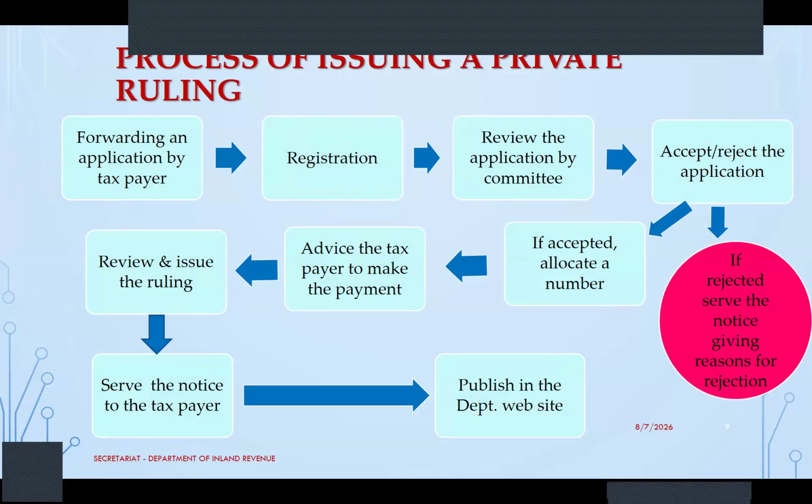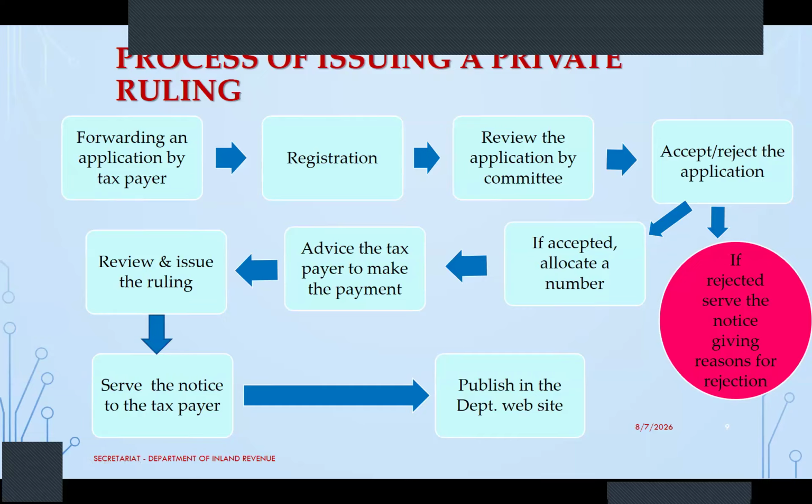If it is accepted, we can move forward. If it is rejected, a notice should be issued to the taxpayer saying the reason why we rejected that application. If we accepted it, we should allocate a specific number, and that is the reference number for that private ruling.